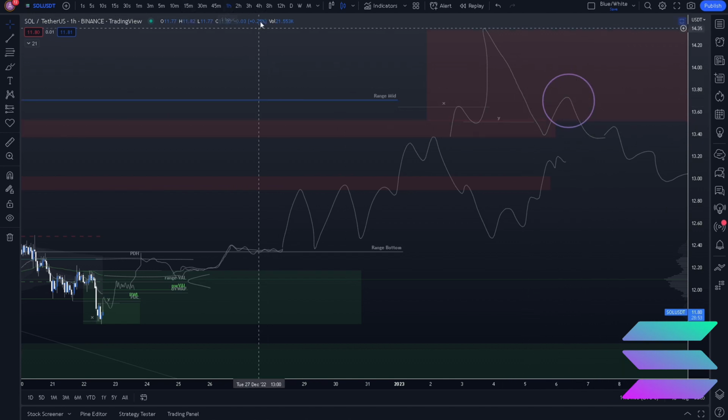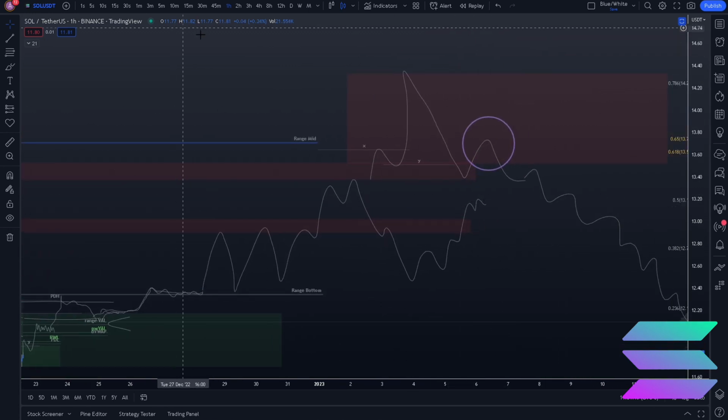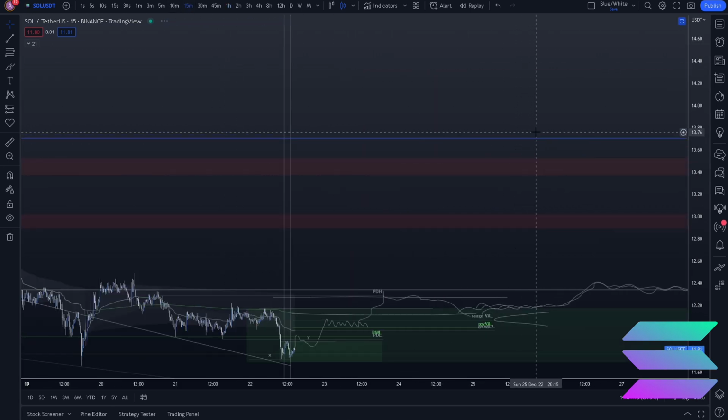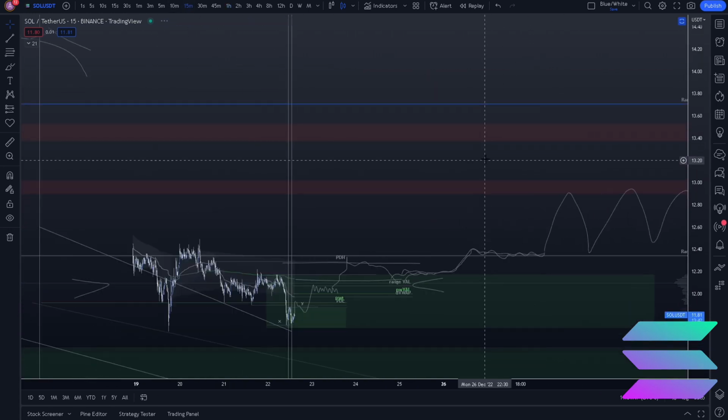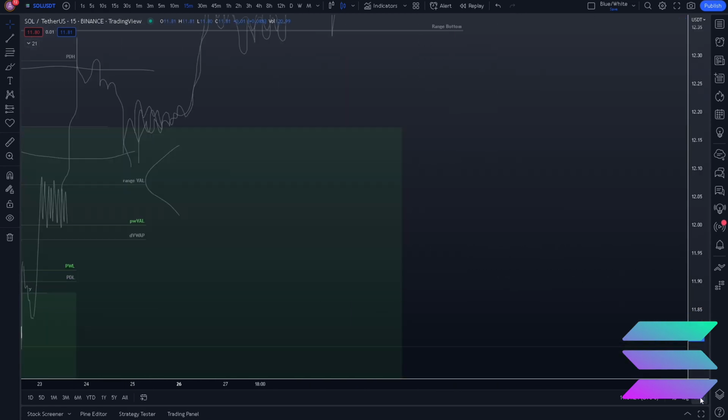And if I was trading on the 1 hour, just say I was trading on the 1 hour like this, I would probably go down to the 15 minute here. And on the 15 minute, so just say we're on the 15 minute here.